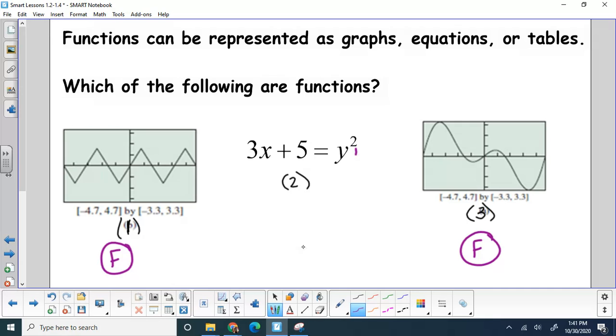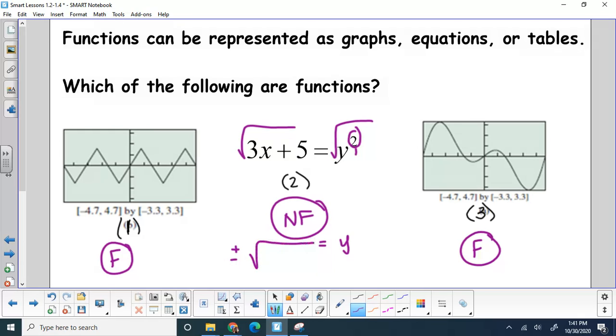The middle one, or the equation, is not a function. And let me explain why. Because the y term is squared, I would need to isolate that in order to graph it. And in order to isolate it, I would have to take the square root of both sides. When I do that, I am left with y equals plus or minus the square root of 3x plus 5.